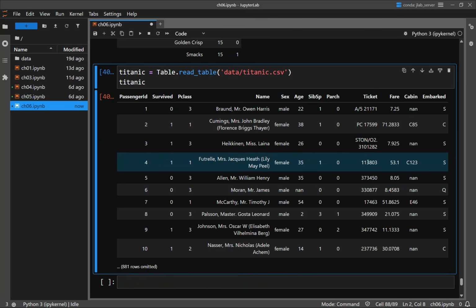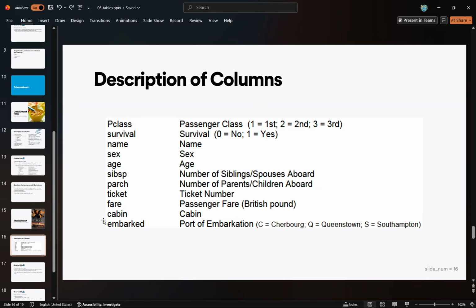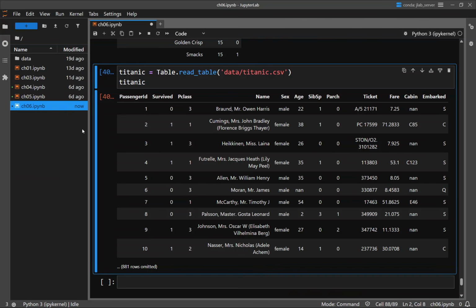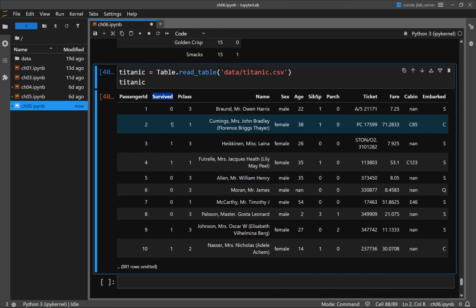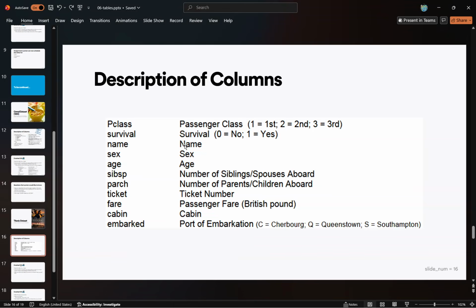Here is that table, and here is what these column labels mean. P class means which class their ticket was in when these people bought their ticket for the Titanic. Were they a first class passenger? Were they a second class passenger? Third class was the cheapest ticket. Lower down in the ship as well. Survival. For us, it's called survived. They changed these around, but this is still pretty much the same. Survived is 0 they didn't, 1 they did. So they got on a lifeboat.